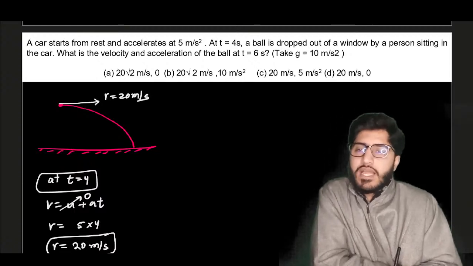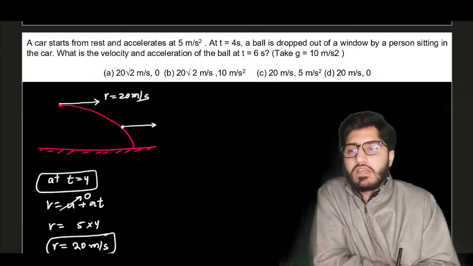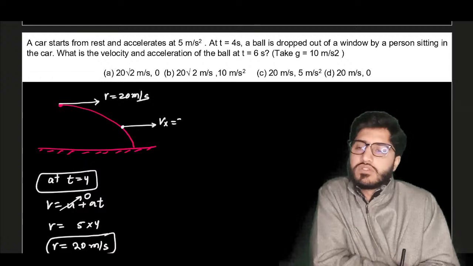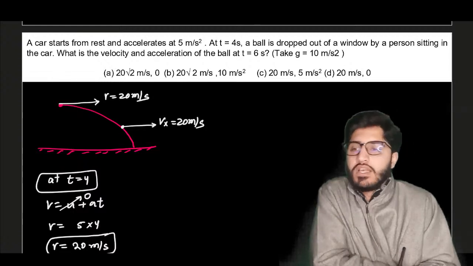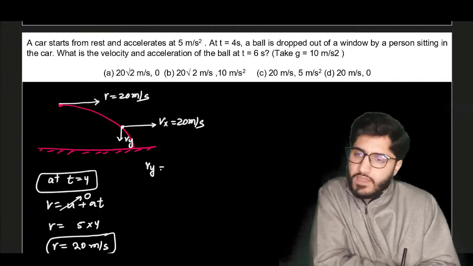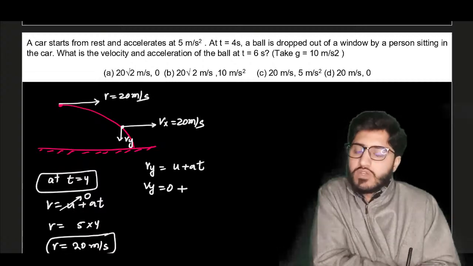Now after some time t, it is at this particular moment, right? So we know that the x component is always considered a constant throughout the motion. So I can write vx will be equal to 20 meters per second. But what about the vy? What is vy? Is it u plus at? Perfectly. vy, what is u? 0. What is a? Sir, a is going to be, it is free fall, no?